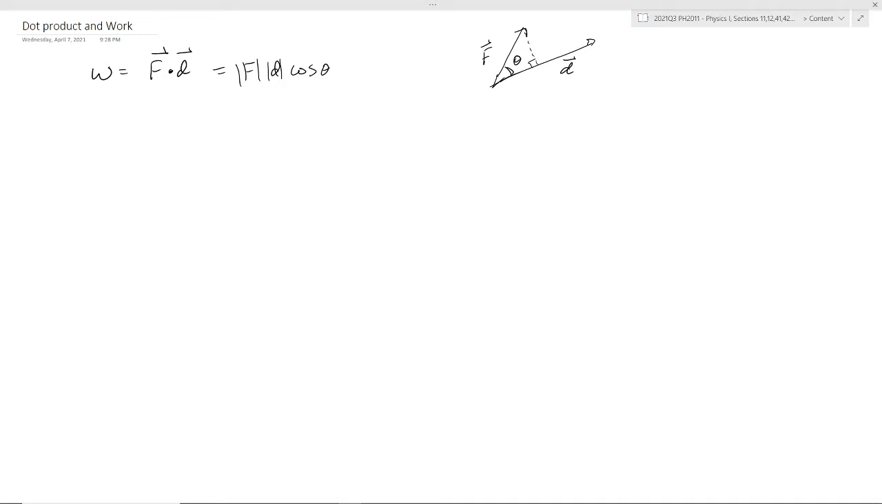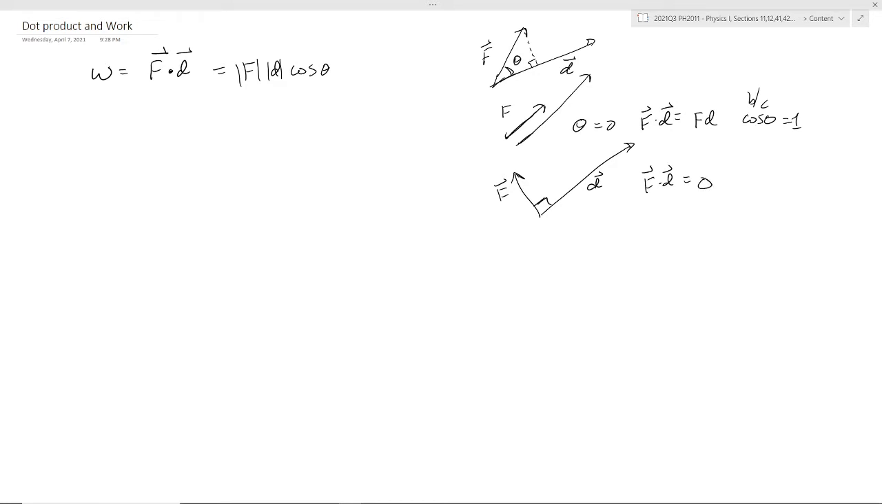The extreme cases of this would be, if F and D are aligned, if they're parallel, then in that case theta equals 0. And so F dot D becomes just FD, because the cosine of 0 is 1. The other simple case would be if F and D are perpendicular to each other, then this is also easy to calculate because it'll be 0, because cosine of 90 degrees is equal to 0. So the general case is going to be somewhere in between. That cosine you can think of as telling you how much overlap there is.